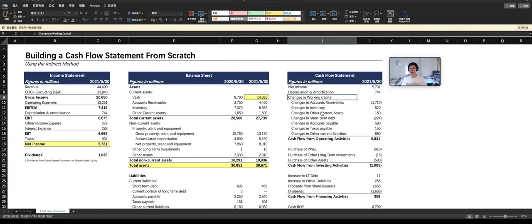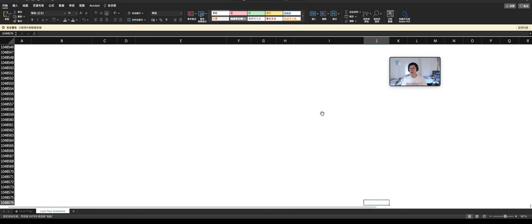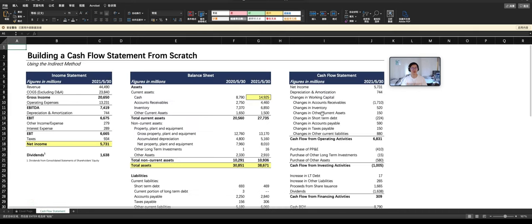We also do a quick formatting. I hope this can be helpful for you guys to understand how this works. Someone's asking whether it's dynamically linked. That's true. You can change any single item in the balance sheet and income statement, and the cash flow will change as well.